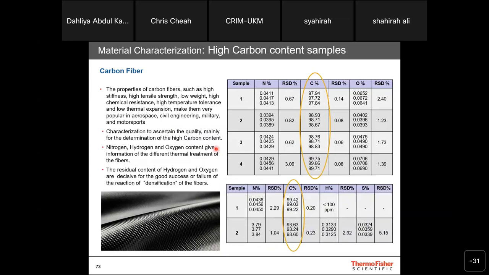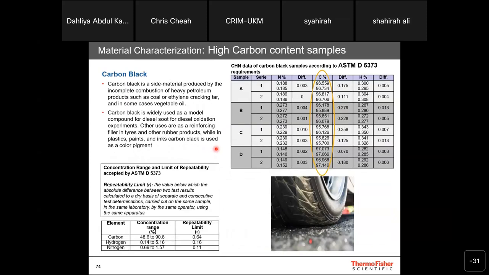Carbon fiber is also part of the interesting topics. We determine the strength and whether they are chemical resistant. It is quite popular in civil engineering and motorsport. So the content is high in carbon. There is a specific analytical method from ASTM to determine how they can calculate based on the sample, to make sure that the coal and ethylene is actually detected.